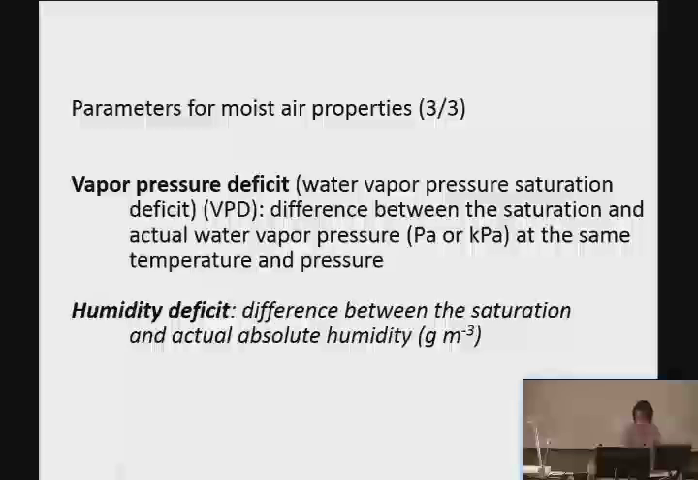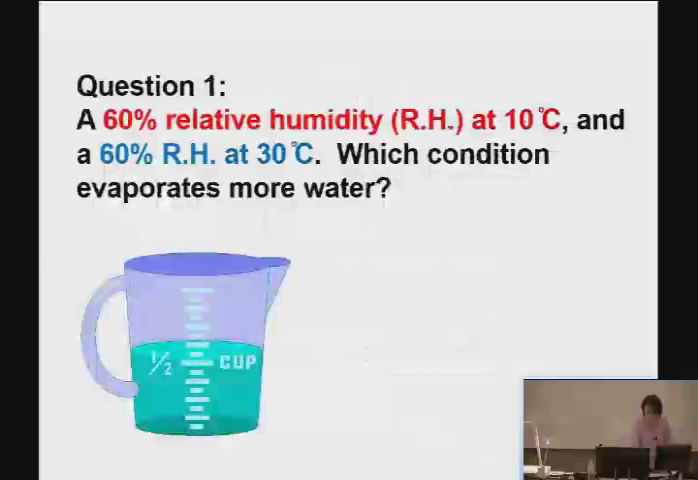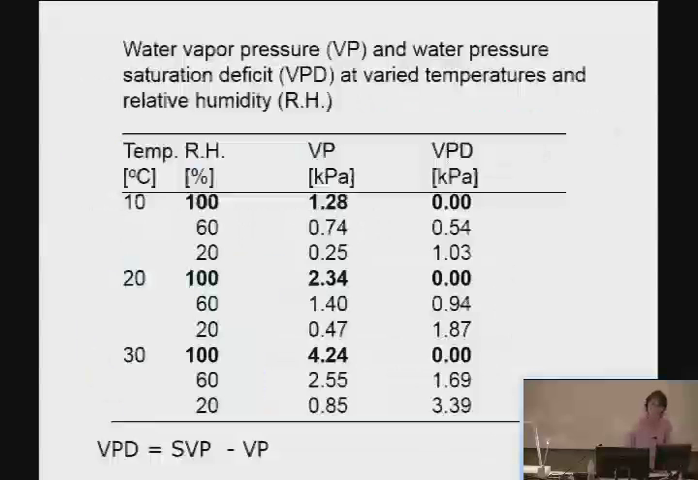Okay, and then some people use humidity deficit, particularly the Dutch, I think. Their computer controller has humidity deficit instead of vapor pressure deficit. That's based on absolute humidity: saturated absolute humidity minus the current absolute humidity. The meaning is the same, just a different unit.